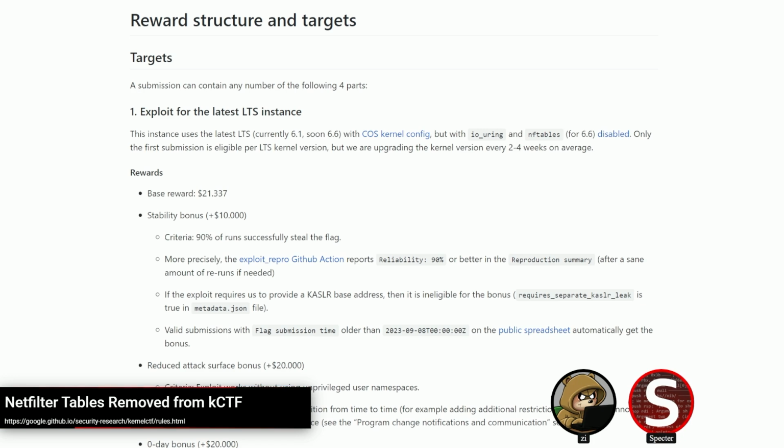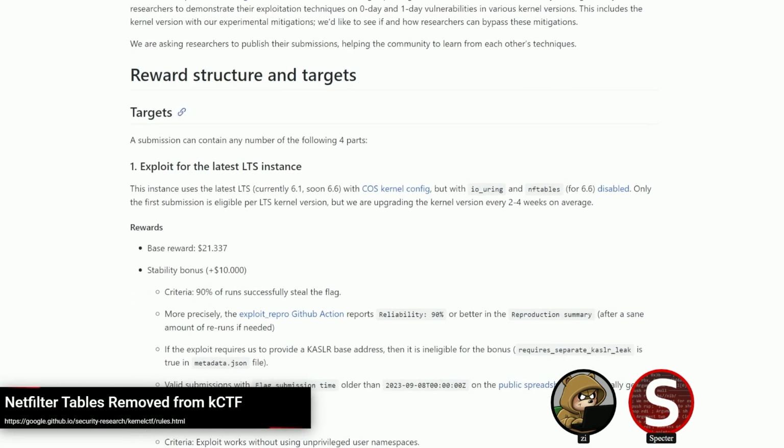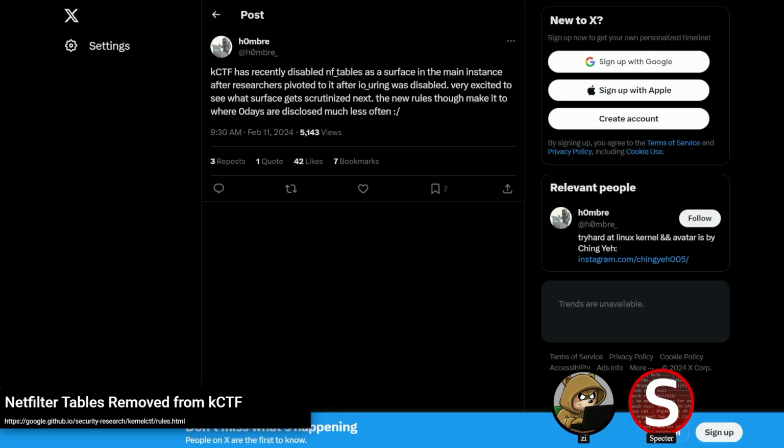So this was kind of brought up. It says they're very excited to see what service gets scrutinized next, which it will be interesting to see where the meta shifts to. But there's also that last point. The new rules, though, make it to where 0 days are disclosed much less often. And that's kind of what I took away from this. And I really don't know if I like that direction that kCTF seems to be going.